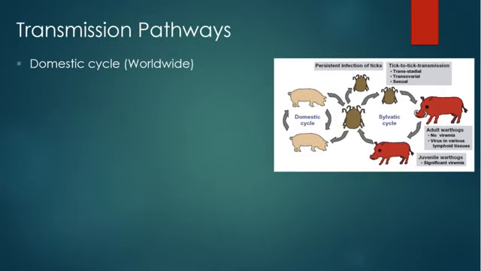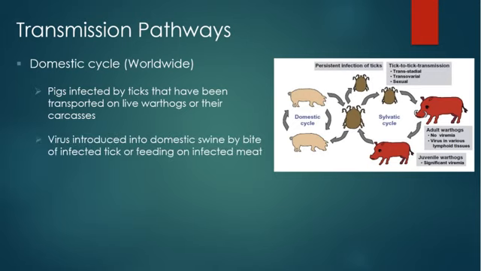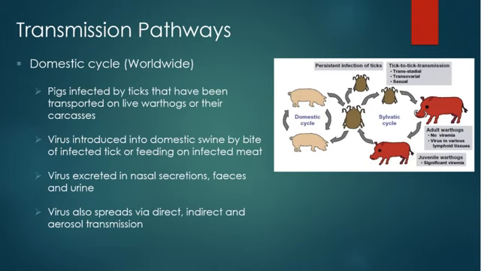Then the next cycle, this is the domestic cycle. Once those reservoir hosts are infected, they could spread it to other domestic swine and also the European wild boar. So this is why pandemics do occur. Pigs are infected by ticks that have been transported on live warthogs or their carcasses. The virus is then introduced into domestic swine by the bite of an infected tick or by feeding on that infected meat. The virus is also excreted through nasal secretions, feces, and urine. And then the virus can also spread via direct contact, when pigs directly contact each other. And indirect, that'd be fomites, like on your hands, on your clothes, on your vehicle when you're going out of that piggery. And also aerosol transmission as well.